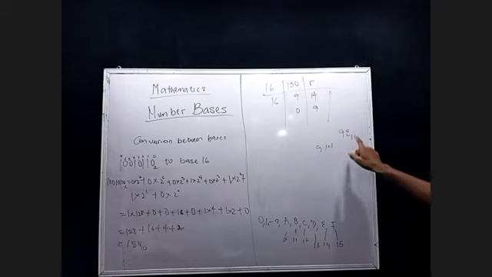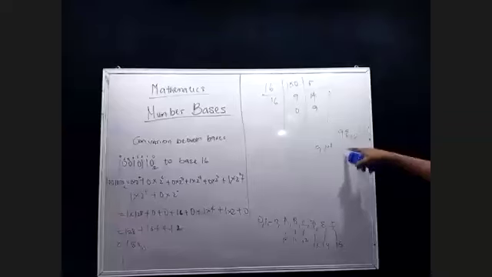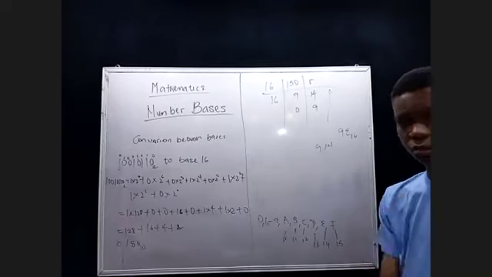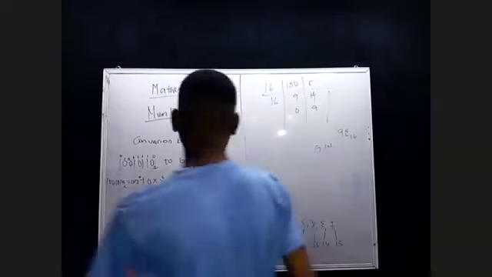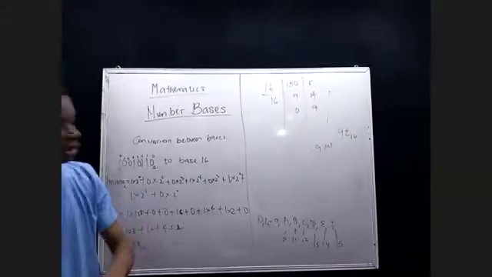So I'll still be using this example, which is 9E in base 16. I'll convert it to base 10, so let's see if we'll get 150 back. If I'm converting back to base 10, I should get 150 back. So let's see how we go about that.